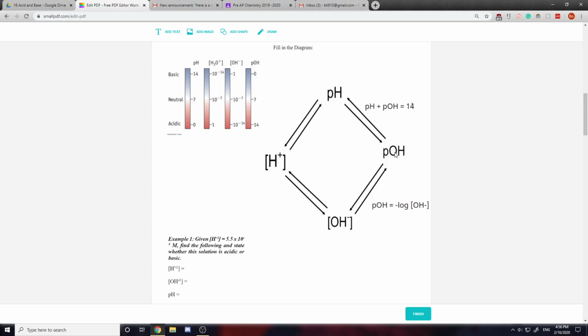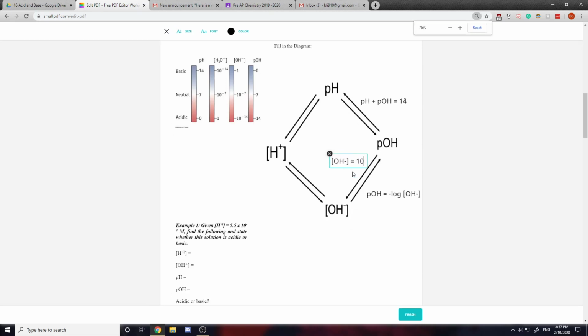Now, if you're given pOH and you're trying to go the other way to find the concentration of OH, you will do the OH concentration equals 10 raised to the, now I'm going to write a caret, meaning that upward arrow, of negative pOH, apologies. So this is just saying 10 raised to that exponent.